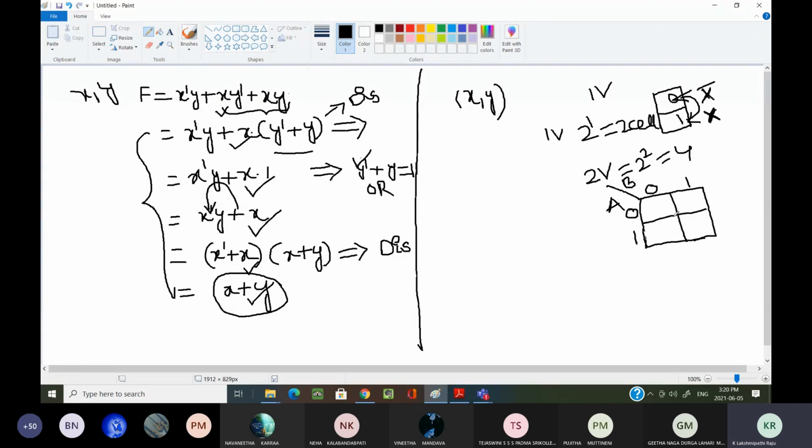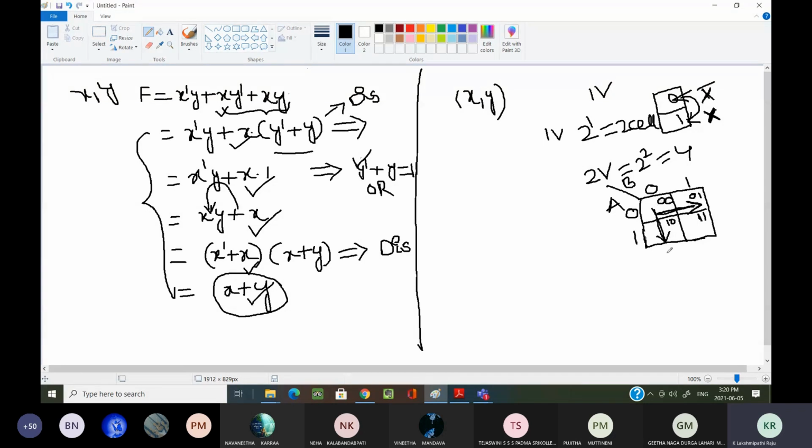Now, what is the first cell position? The first cell position is 0, 0. The second cell is 0, 1. The third cell value is 1, 0. The fourth cell value is 1, 1. If you take horizontally or vertically, the adjacent cells differ by one value.